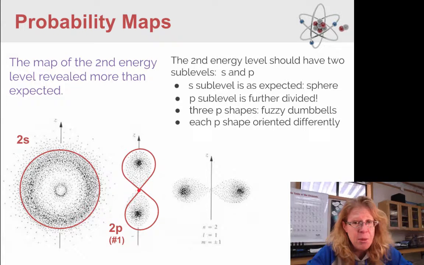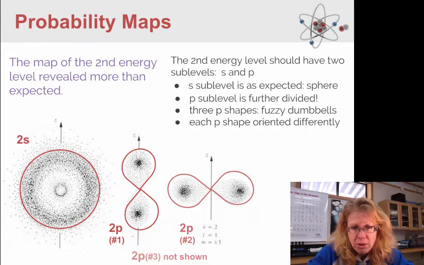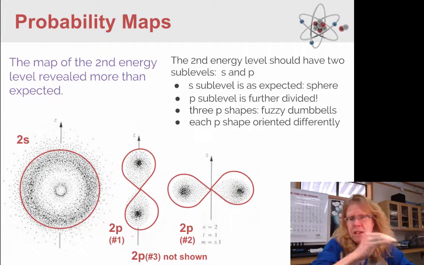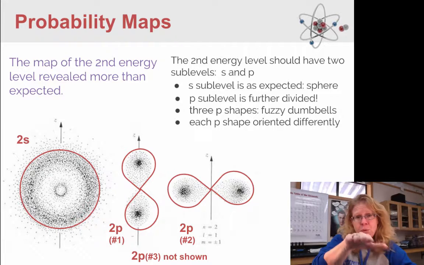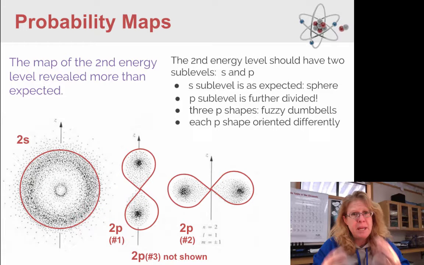But they realized that there was more than just one of them. There was actually two of them, an up-down one and a left-right one, and then there's even a third one, which isn't shown in this picture, and the third one was oriented this way, in and out, so that's kind of why it's not drawn. It wouldn't look very good if you tried to draw it coming straight out of the computer at you. So that P sublevel, yeah, there's a P shape, but the P shape is further divided into three different versions of it: an up-down, a left-right, and a front-back.